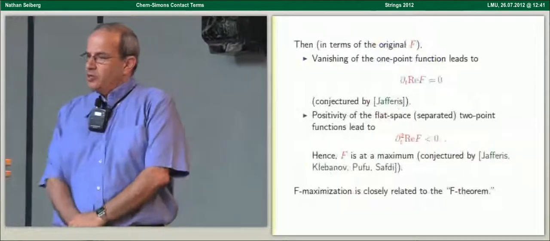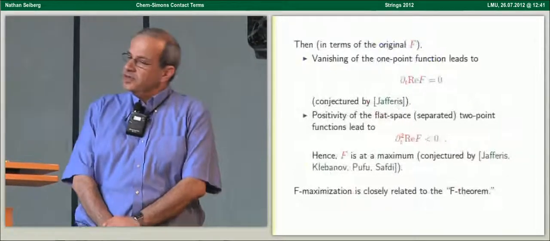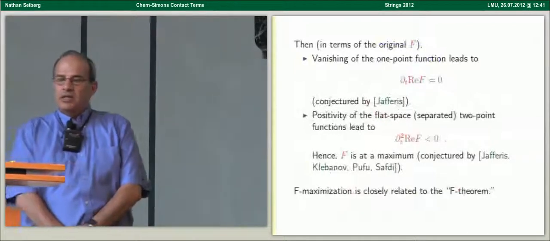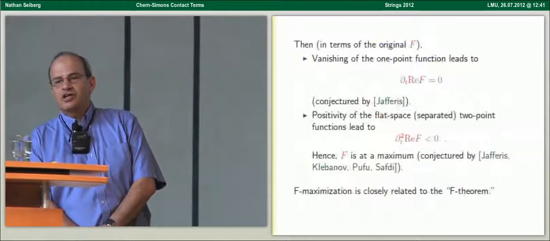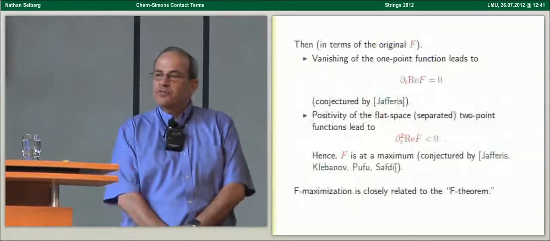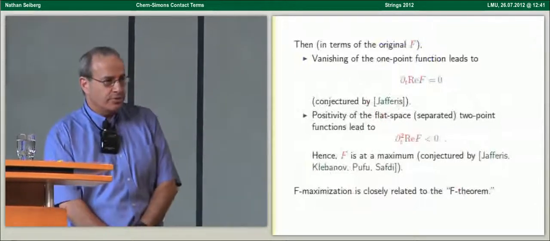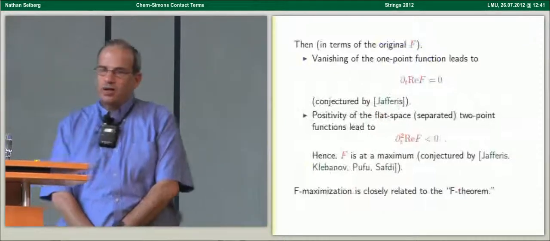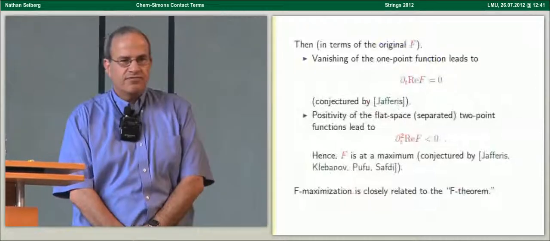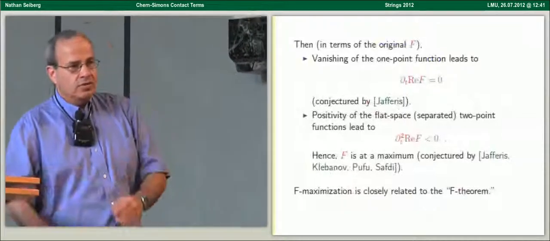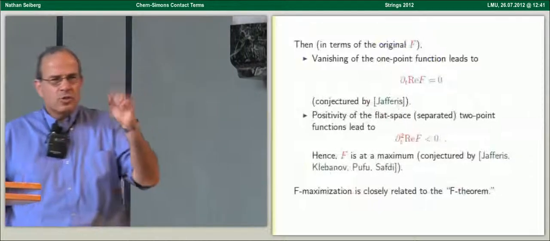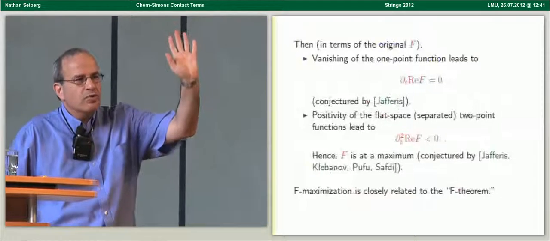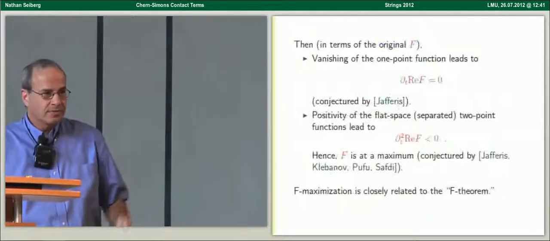And now we use the fact that the one-point function on the sphere vanishes. This just follows from conformal invariance. And since it vanishes, the free energy, or in this case the real part of the free energy, is at a stationary point. So F is extremized. This result was first conjectured by Jafferis, and now we see it follows from conformal invariance in a way somewhat anticipated by Jafferis, but now it's much more precise because we don't have all these phases around to confuse us.